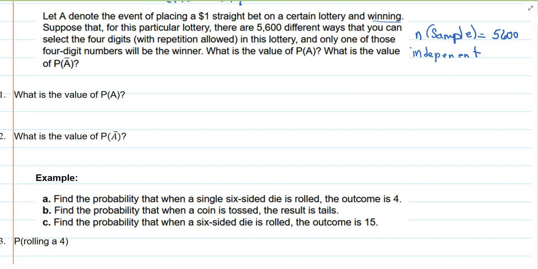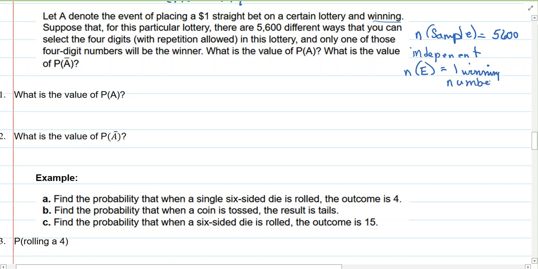What is the value of P of A? What is the value of P not A? All right. So we have only one winning number set. And that means that the order of that winning number is precise. And we only have 5,600 ways the number set that they're using should occur. Again, with that order specific.